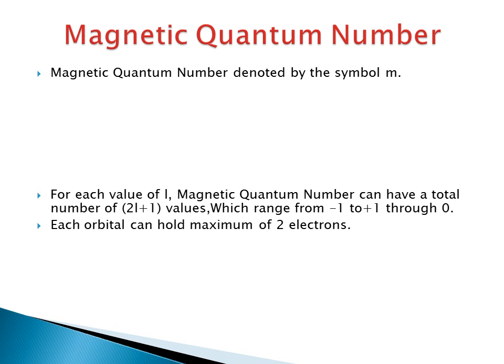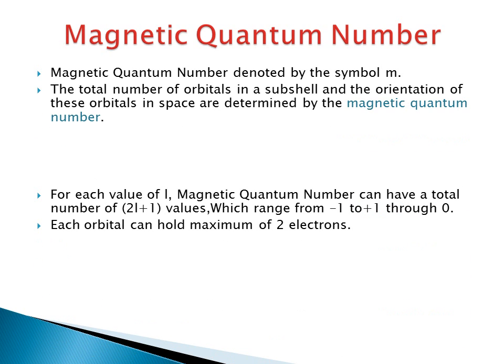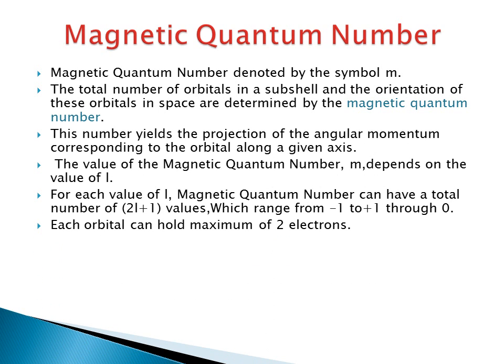Now, we are going to discuss the third quantum number, that is known as the magnetic quantum number. It is denoted by the symbol small m. The total number of orbitals in a subshell and the orientation of these orbitals in space is determined by the magnetic quantum number. Underline these lines. That is, the total number of orbitals in a subshell and the orientation of these orbitals in space is determined by the magnetic quantum number.